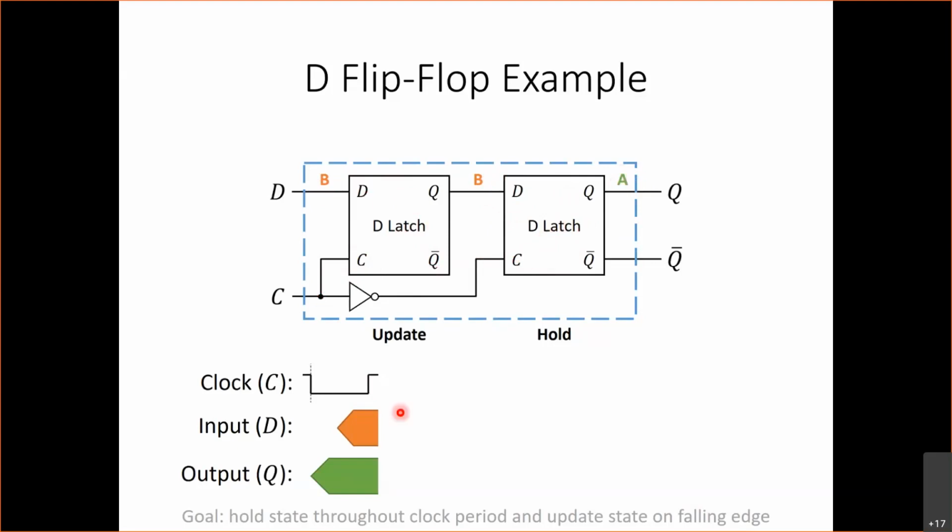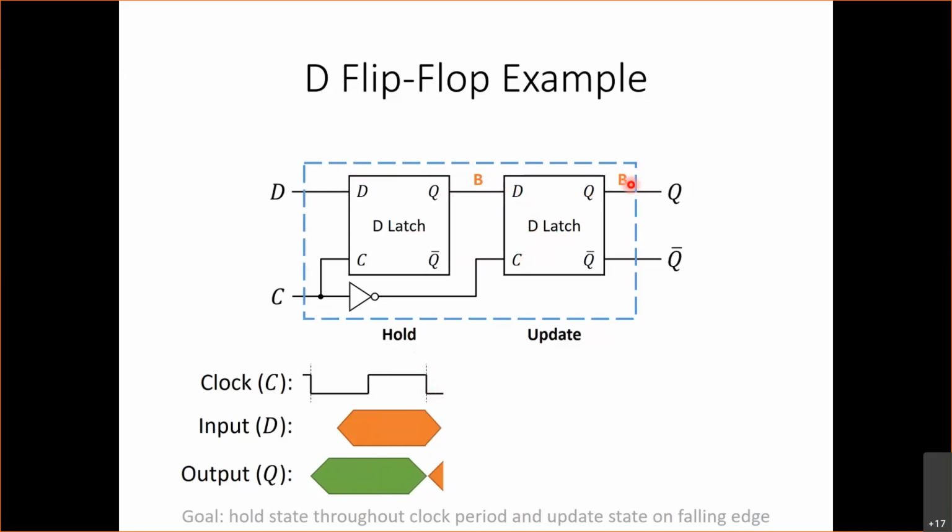So now we continue, and now finally we reach the falling edge again. When we reach the falling edge, the clock is 0, so the first latch is going to hold the old value, which is B. But the second latch now will update, because now C is 1 at the input of the second latch. So B is going to propagate through the second latch and become the new state of the second latch.